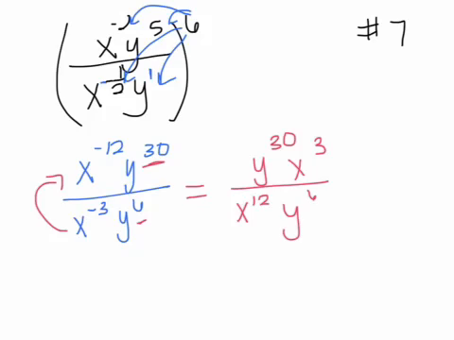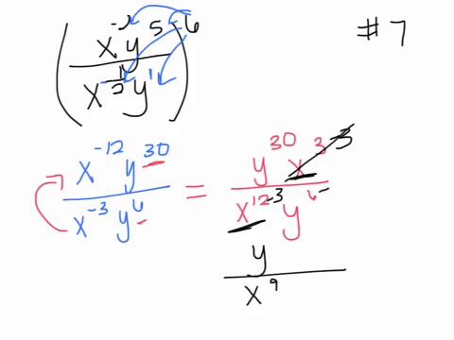The next thing you have to ask yourself to finish this: are there more x's on the top or more x's on the bottom? There are more x's on the bottom, so we're going to move the top one by doing the opposite, and I get x to the 9th. Are there more y's on the top or the bottom? Well, there are more y's on the top, so I leave them at the top, and I move the smaller one by doing the opposite, and I get y to the 24th.